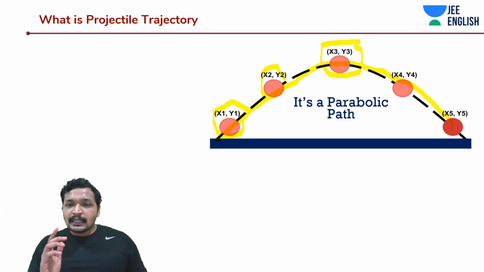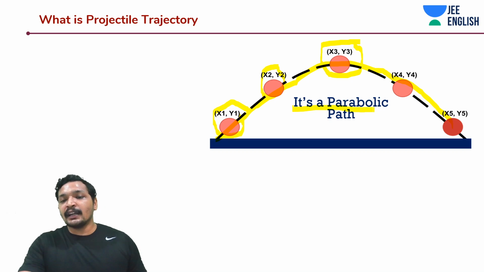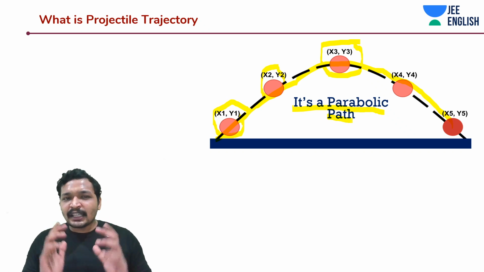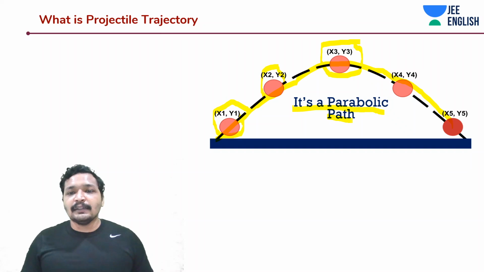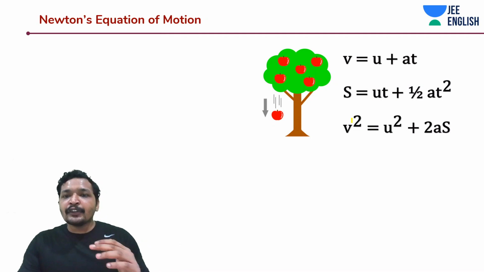And guys, this projectile trajectory is in the form of a parabola. It's generally in the form of a parabola and this projectile motion has a parabolic path. So let's derive this equation for the projectile trajectory and see whether it's really a parabola or not. But before that, we'll get into Newton's equations of motion to understand how to solve this projectile trajectory.